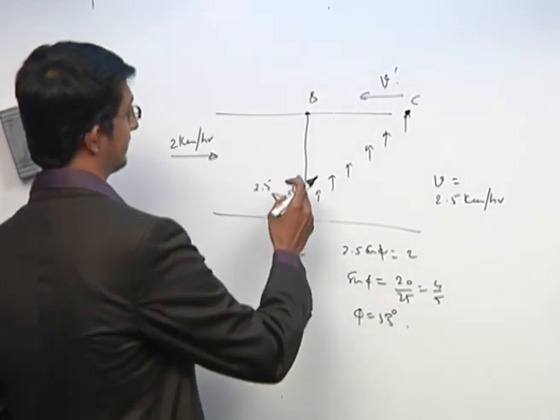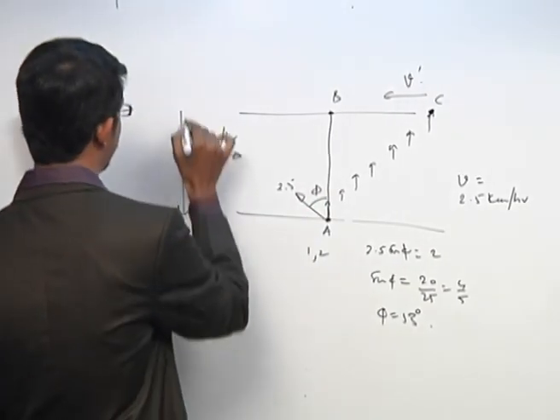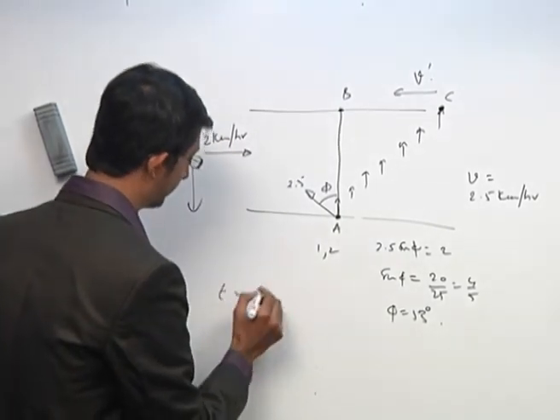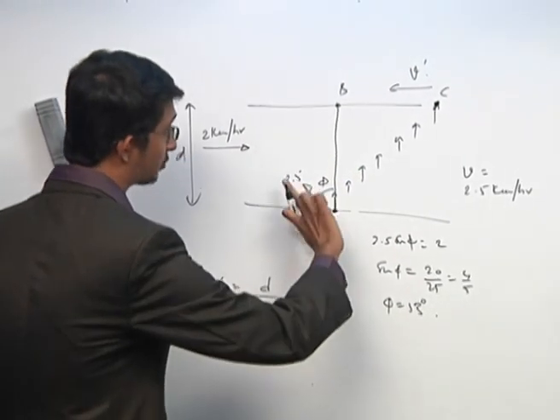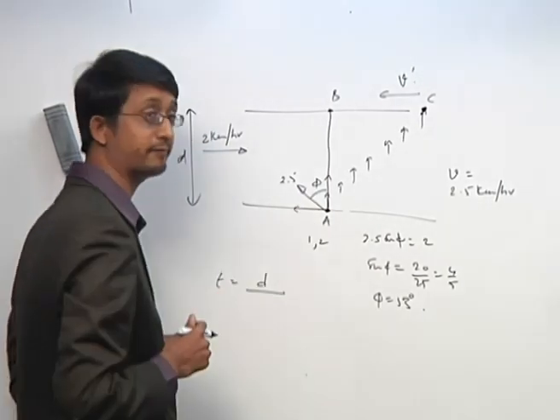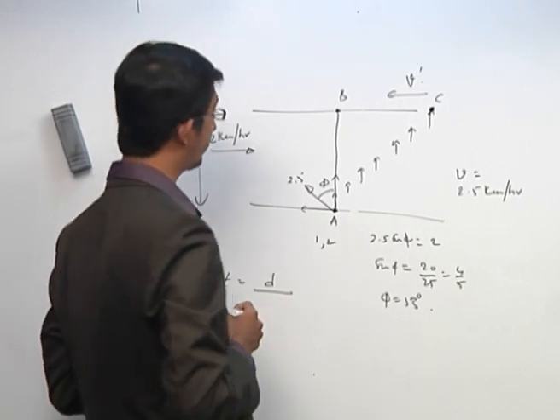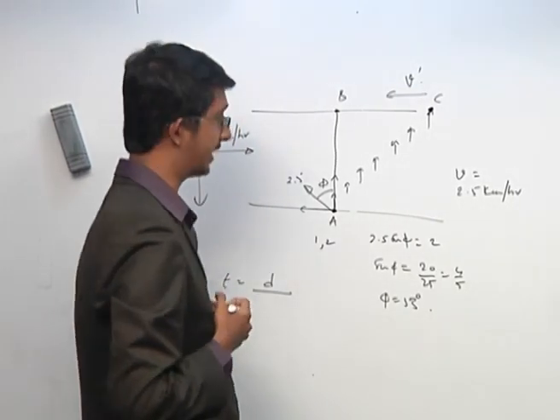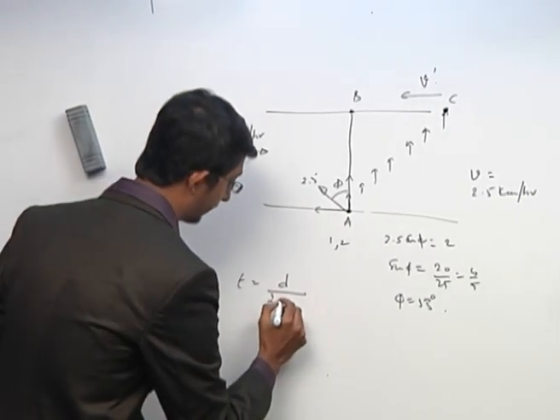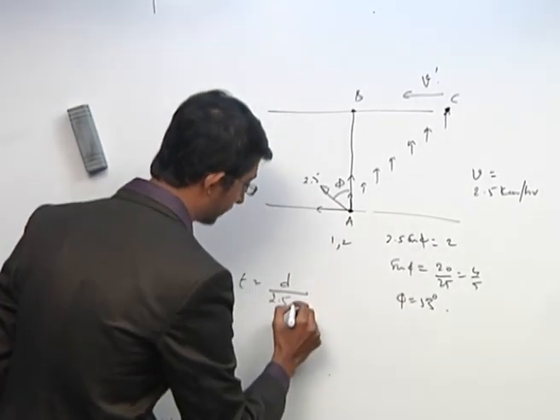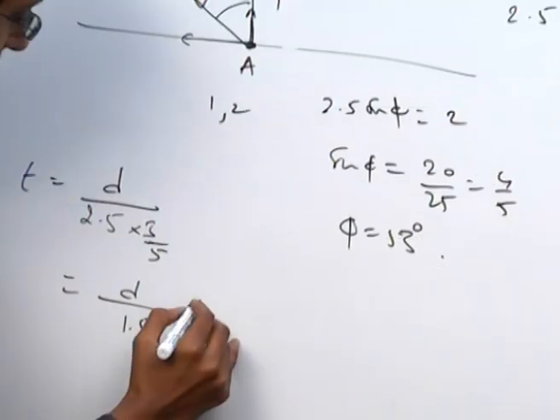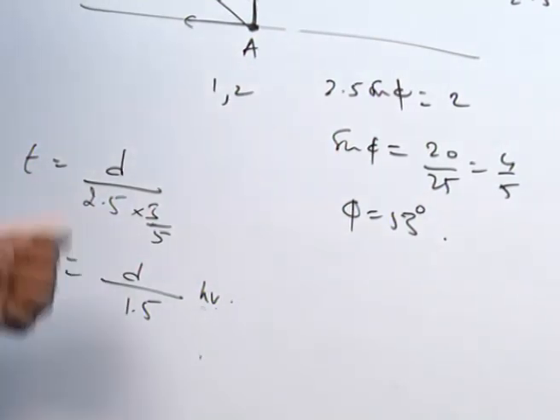Now, what about the time he takes? Let us take the width as d. So the time taken by him will be the width d by his vertical component, which is 2.5 cos phi. Horizontal is 2.5 sin phi. Both 2.5 sin phi and 2 have been nullified, so 2.5 cos phi will enable him to get there. So d by 2.5 cos phi. If sin phi is 4 by 5, cos phi will be 3 by 5. So it will be d by 1.5 hours, if I take d in kilometers.